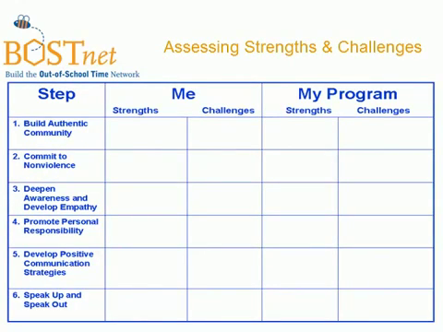Here is a simple tool that you can use to think about the 6 key strategies to prevent bullying. And ask yourself about your strengths and challenges as an educator and the strengths and challenges of your program across each of those steps. So think back to all of the different elements within each step. Building authentic community has different stages or different components to it. Committing to nonviolence has different stages or different components.